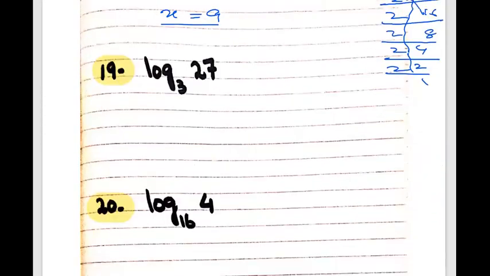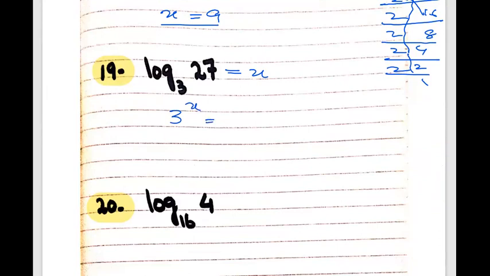Now we can solve this question. This will be equal to x, convert it into exponential form. This will be equal to this. And we can write 27 as 3 raised to power 3. And the bases are the same, so x equal to 3 is the solution of this equation.